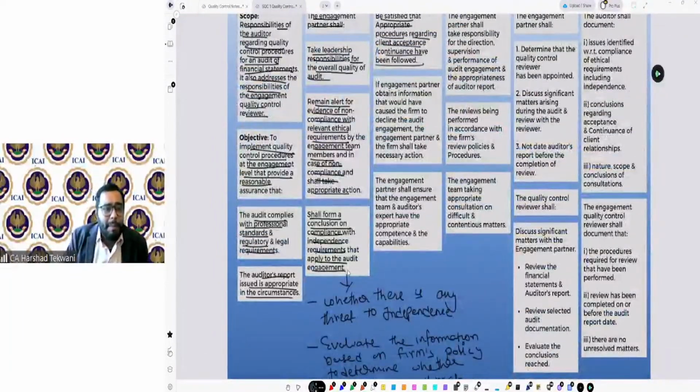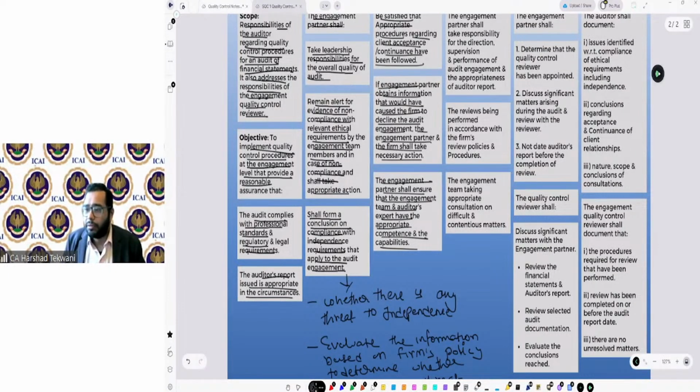Second, if the engagement partner obtains information that would cause the firm to decline the audit engagement, then the engagement partner and the firm shall take necessary actions. How to take necessary actions? As per the policies and procedures defined as per SQC1. The engagement partner shall ensure that the engagement team and the auditor's expert have appropriate competency and capabilities. Same on the similar line of SQC1.